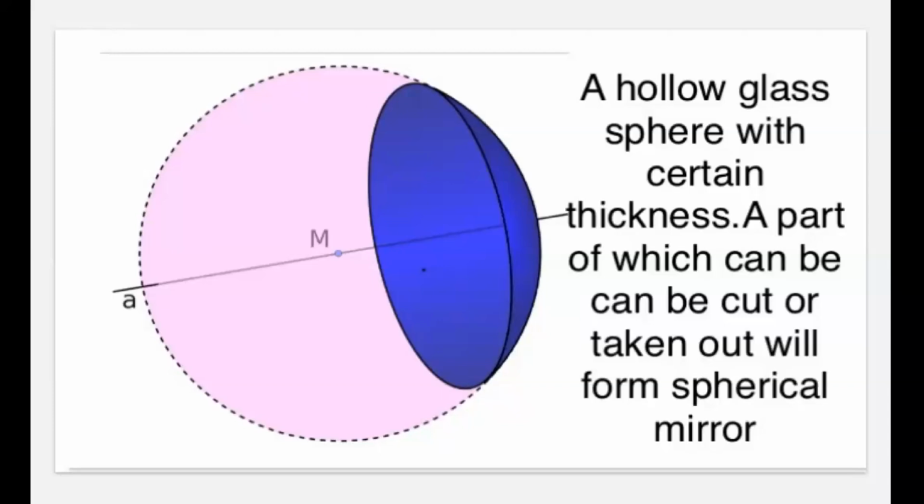Depending on which surface is being coated, that surface would be acting as a concave or convex. So whether it is a concave mirror or a convex mirror, definitely they are being derived from the same sphere. Okay, and this blue portion, if you remove it or cut it from this hollow glass sphere, what we get is a mirror over there.